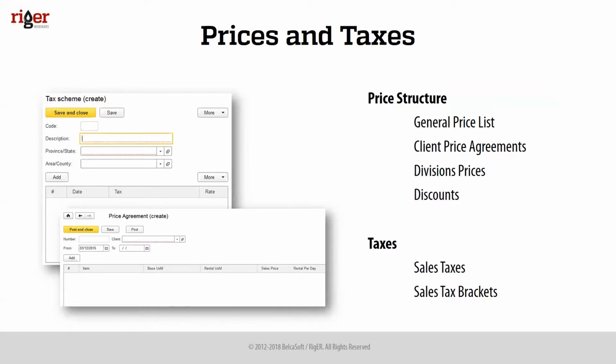We can put a general price list. We can put the price book for general rentals. We can have a client price agreement, where we can set a specific price for a particular client for a particular period of time. We can even select a specific division and put those separators and invoice different divisions of the client for different prices. And of course, we can apply some discounts.